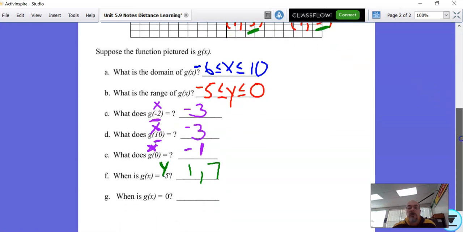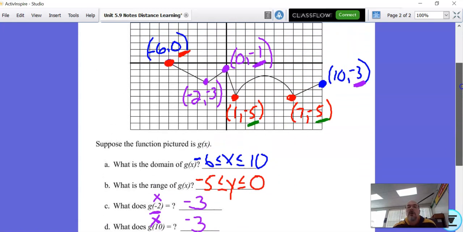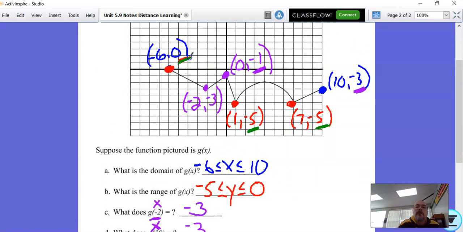All right, one more and then we're done. That's it for the notes. All right. The y value is a 0. Okay, so let's go look at where the y value is a 0. Okay, it's right here. The y value is a 0. Well, the answer is -6.